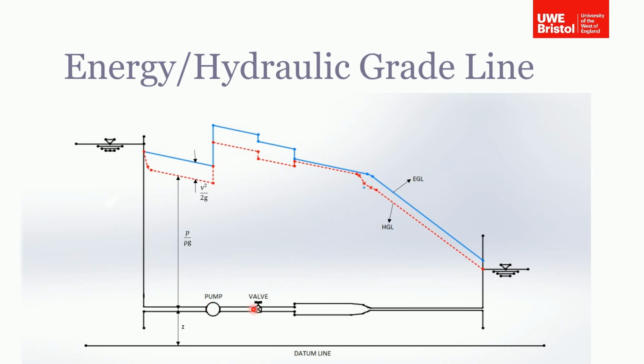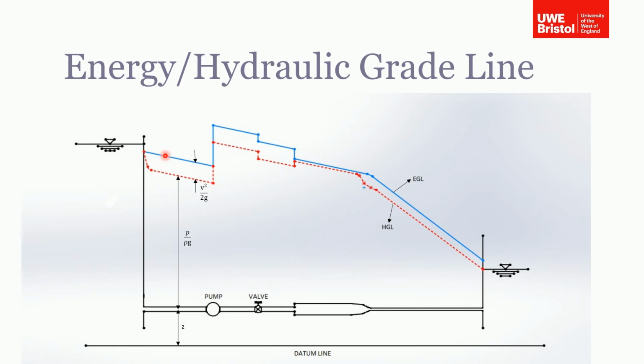So you can see there's a number of losses along here. There's an entrance loss, there's friction along this diameter pipe, there's a valve, there's a sudden expansion, there's losses due to the contraction here, again friction in this pipe, and then the exit loss.